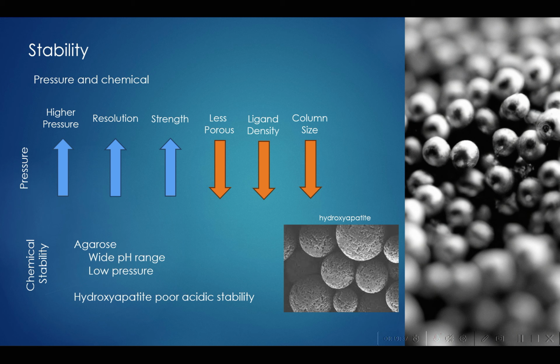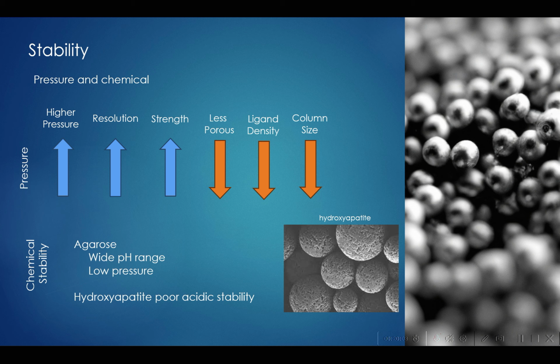Stability is important to pay attention to as well. Stronger resins allow you to use higher pressures, which result in higher resolutions, but the higher pressure resins typically require the use of smaller columns. They have less ligand and are difficult to use with glass, so you're going to have a harder time purifying a lot of protein. You'll just be able to purify a little bit of protein.